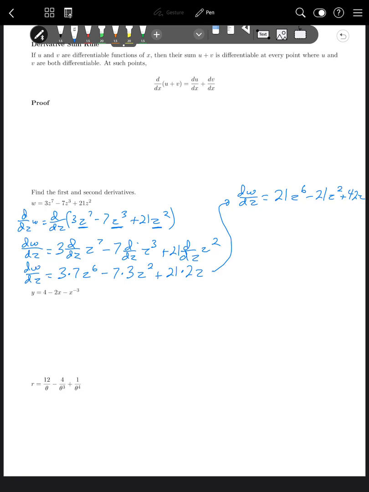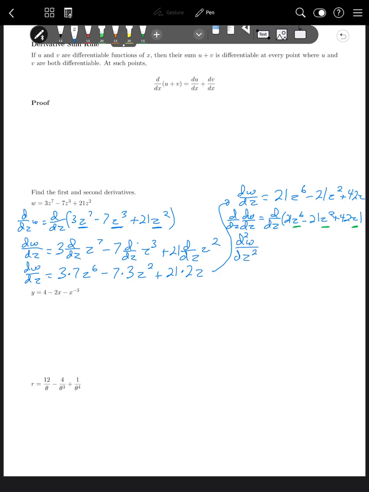And so then if we want to do the second derivative, we would do the same idea. So I would take the derivative with respect to z on both sides, right, because it's asking us to find the first and second derivative. Okay, and so now we can do exactly what we did with writing out fewer steps. I'm just going to worry about the derivatives of these three pieces, the z to a power. So this would be d squared w over dz squared.